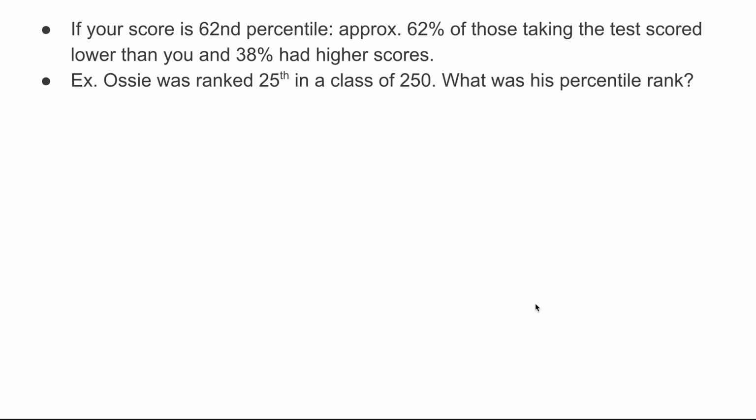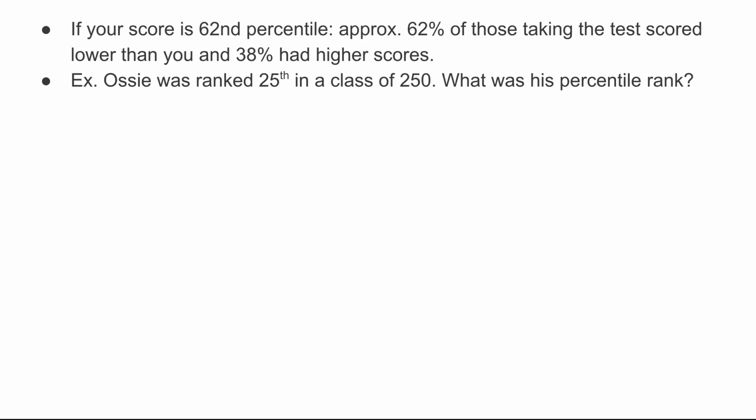Okay, so here's another example. If your score is 62nd percentile, approximately 62% of those taking the test scored lower than you, and 38% had higher scores. For example, RC was ranked 25th in a class of 250. What was his percentile rank? How would you find this?